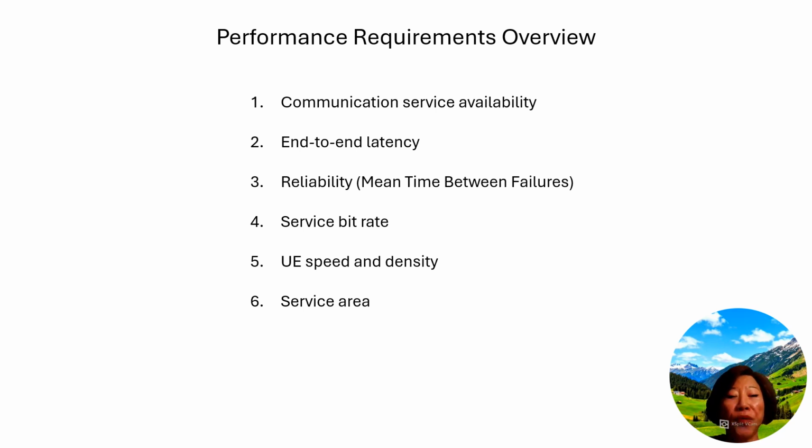Next, let's take a look at the performance requirements overview. Communication service availability is typically measured over long periods, often expressed as a percentage. For example, 5 nines to 6 nines, like 99.999% availability. End-to-end latency includes not just network transmission time, but also processing time at both ends. For some applications, this needs to be in the sub-millisecond range.